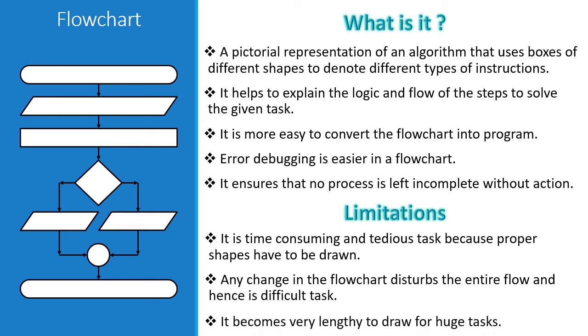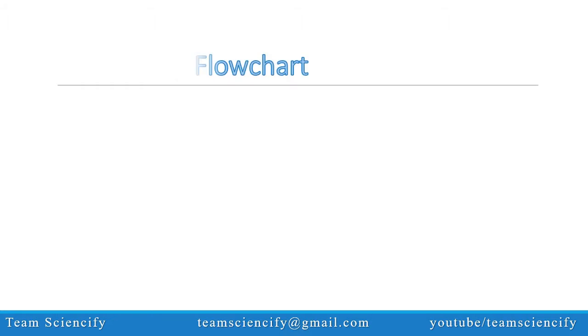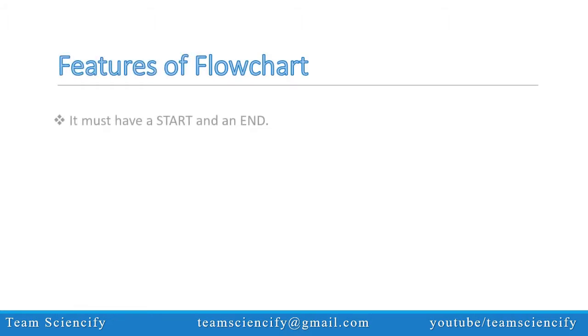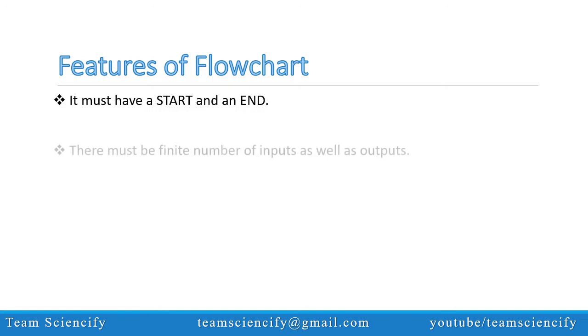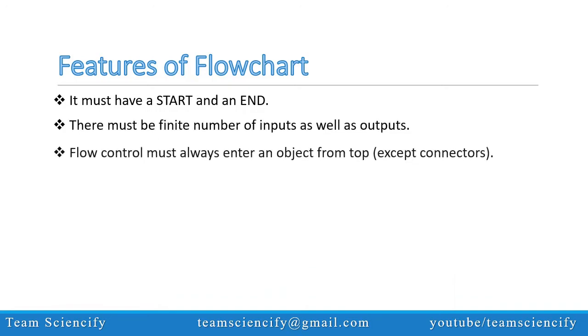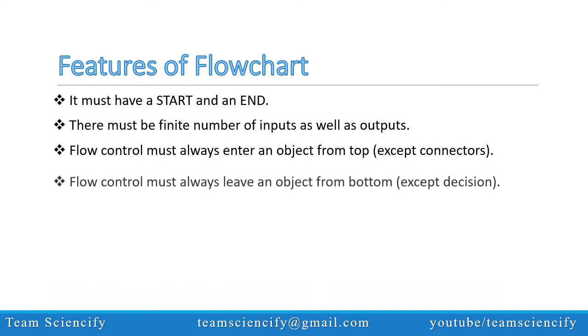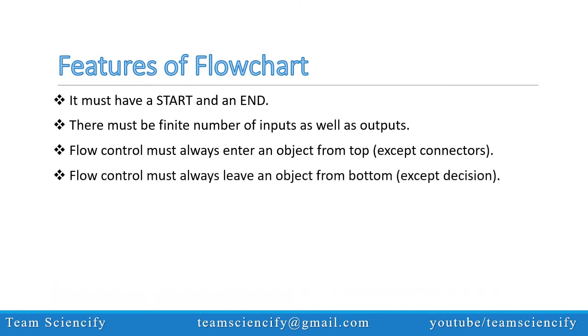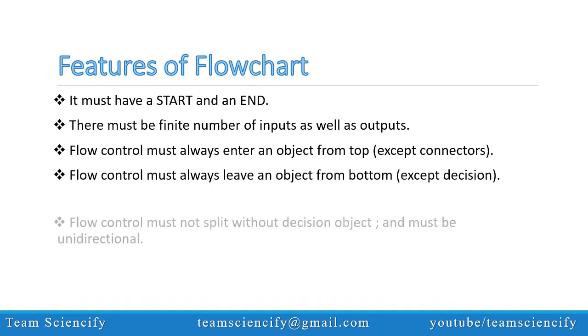Let's move to the next part and see some of the features of the flowchart. Every flowchart must have a start and an end, which are called the terminals. There must be a finite number of inputs as well as outputs. Then, in case of flow control, it must always enter an object from the top, but the connectors are exceptional for this rule. Flow control must always leave an object from the bottom, but again here the decision types are exceptions. Flow control must not split without decision objects.